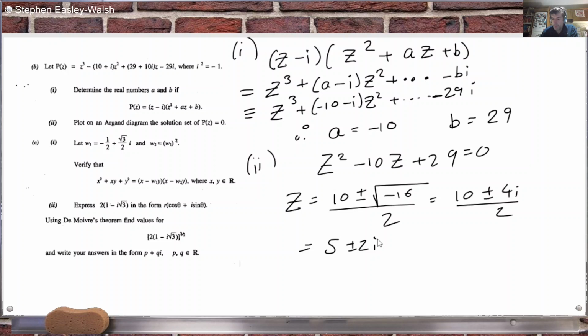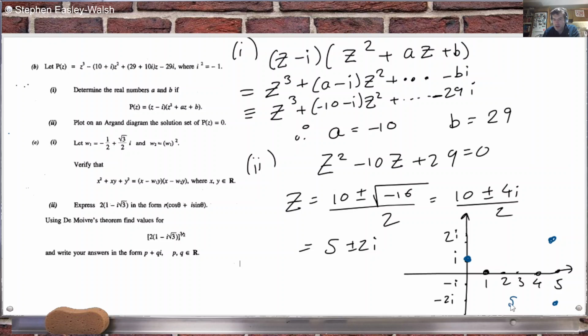Yeah. So on the Argand diagram, 1, 2, 3, 4, 5, i, 2i, minus i, minus 2i. So the first point was i, so I better put in a different color. Here's the first point, i. And then 5 plus 2i. And then 5 minus 2i.